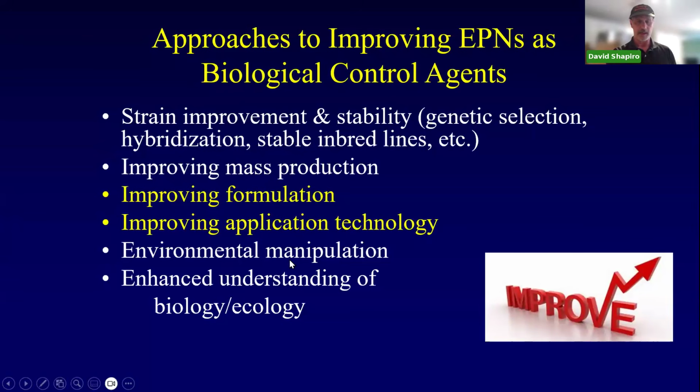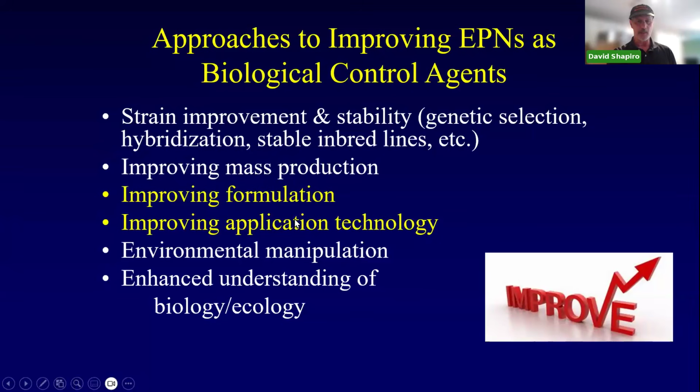We can also look at environmental manipulation, which doesn't actually change the application itself, other than you're manipulating the target area, the environment, to make it more conducive to the nematodes so that they can get greater efficacy, such as, for example, maybe having a mulch or some kind of ground cover that protects the nematodes from UV radiation. That would be environmental manipulation. And again, let's not forget about understanding biology and ecology so that we could leverage new knowledge to improve efficacy.